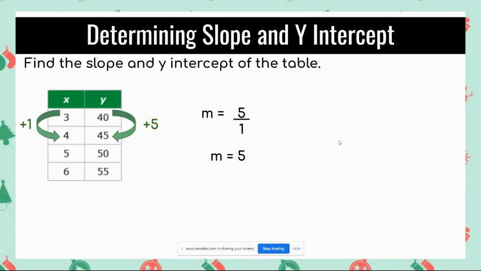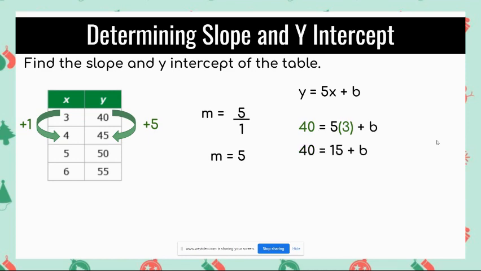To find the y-intercept when I'm given a table, I'm going to plug into my equation y equals mx plus b. I plug in the 5 for my slope because that is what the slope is. Now I want to solve for b, and that means I need to get rid of x and y. Well, to do this, I can just pick an x and y value from my table. So I chose 40 for y, and that matched up with 3 in the x. So now I have 40 is equal to 5 times 3 plus b. Remember, your slope is always being multiplied by your x.